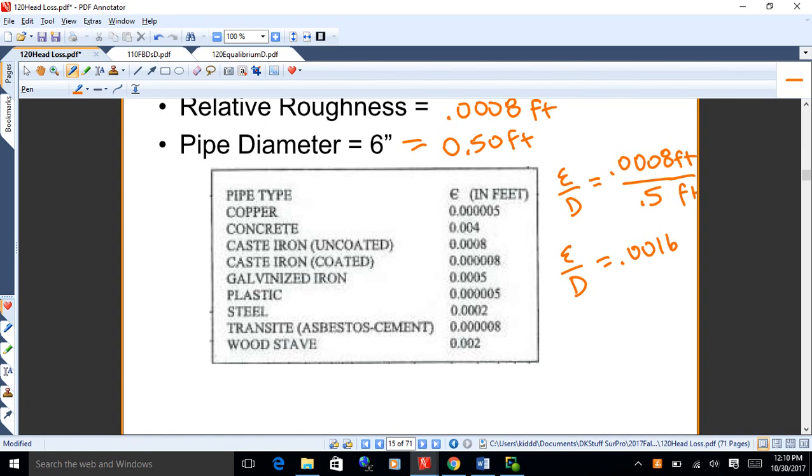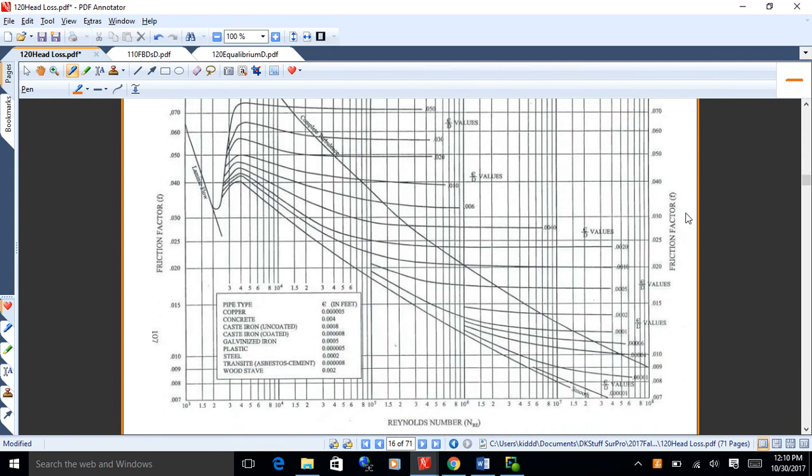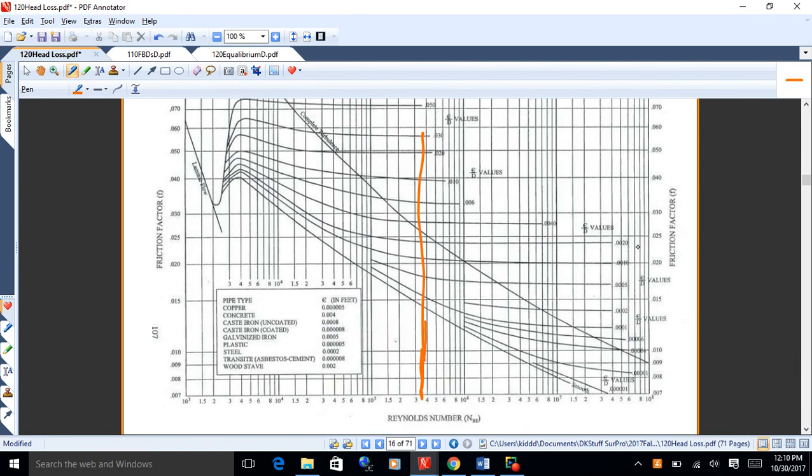All right, so there you go. So now we're ready to go to the Moody diagram, all right? So we got what? 325 times 10 to the 5th. So that's down here. That's about like that. Draw straight up. And then we've got epsilon over D is 0.0016, I think. And here's 0.0020, and there's 0.0010. So I think we're a little ways between the two.